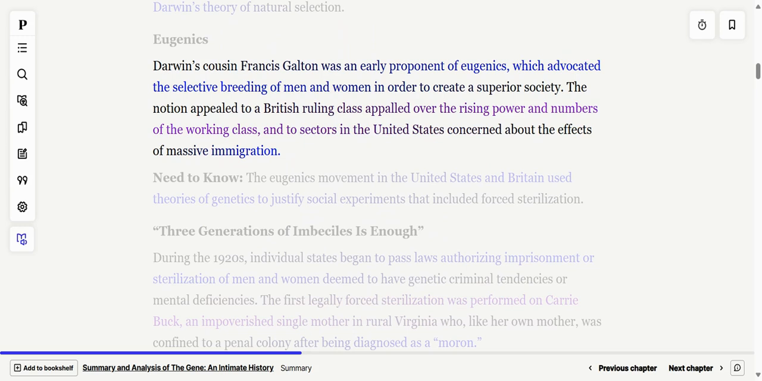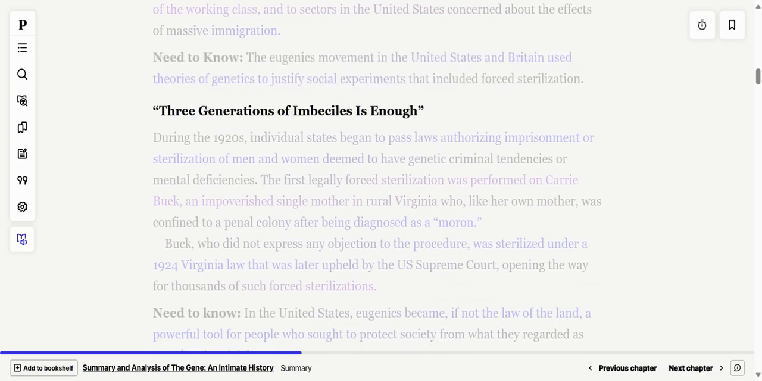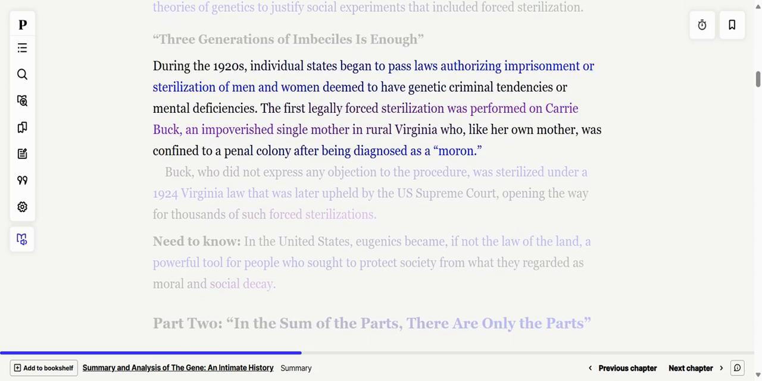Three generations of imbeciles is enough. During the 1920s, individual states began to pass laws authorizing imprisonment or sterilization of men and women deemed to have genetic criminal tendencies or mental deficiencies. The first legally forced sterilization was performed on Carrie Buck, an impoverished single mother in rural Virginia who, like her own mother, was confined to a penal colony after being diagnosed as a moron. Buck, who did not express any objection to the procedure, was sterilized under a 1924 Virginia law that was later upheld by the U.S. Supreme Court, opening the way for thousands of such forced sterilizations.